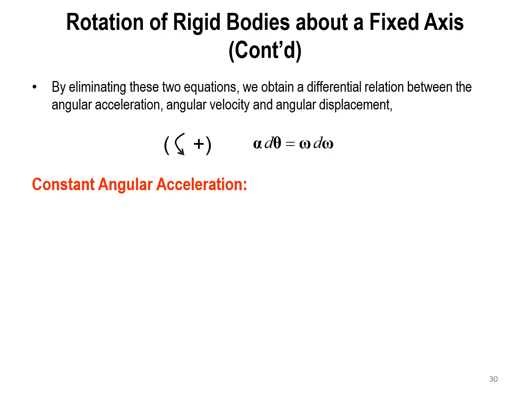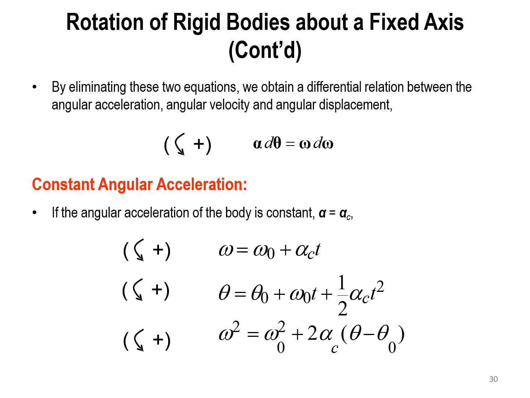For constant angular acceleration, we simply have alpha equals alpha constant. In that case, omega equals omega O plus alpha C t. Theta equals theta O plus omega O t plus half alpha C t squared. And omega squared equals omega O squared plus 2 alpha C times theta minus theta O.